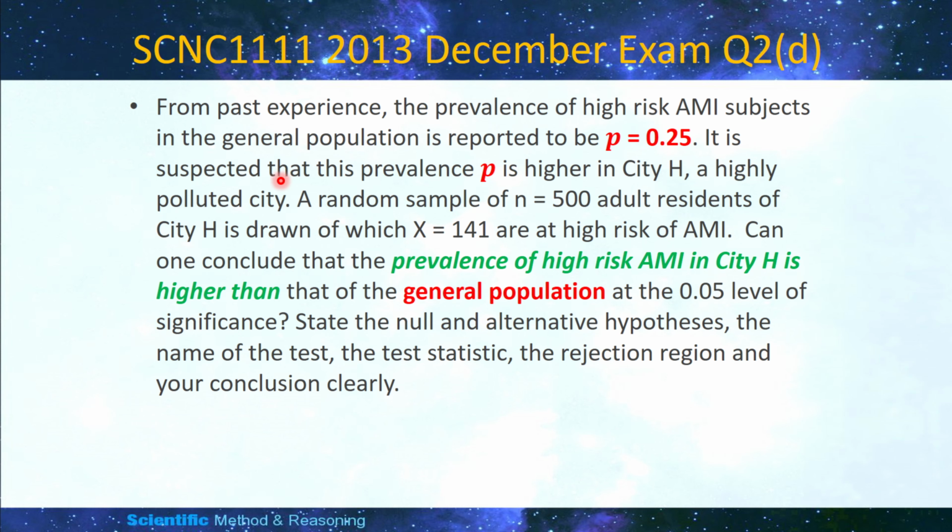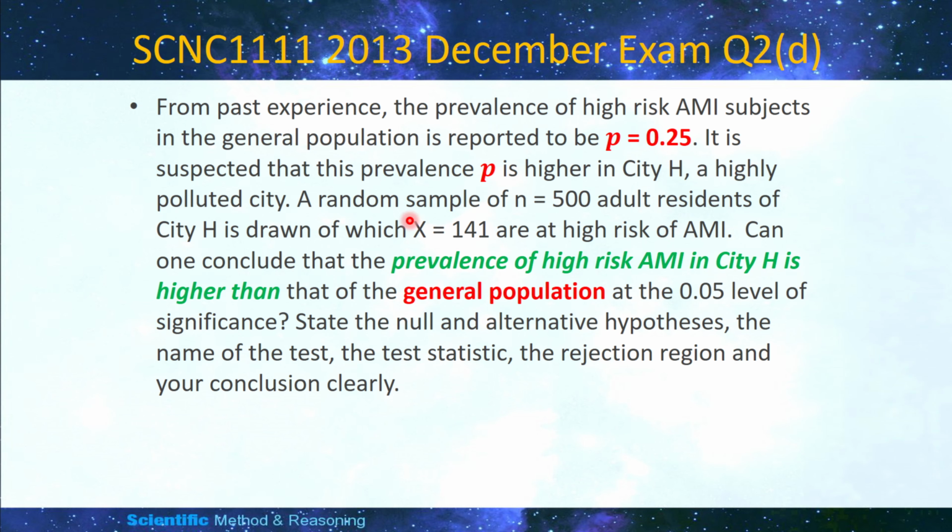Now, it is a suspicion. It is suspected that this prevalence p is higher in city H because city H is a highly polluted city. So there is a claim that the prevalence p, the proportion of high-risk AMI subjects in city H, is higher than in the general population.